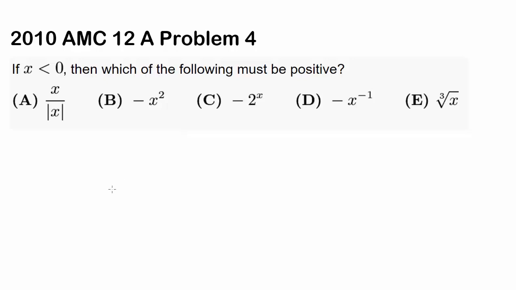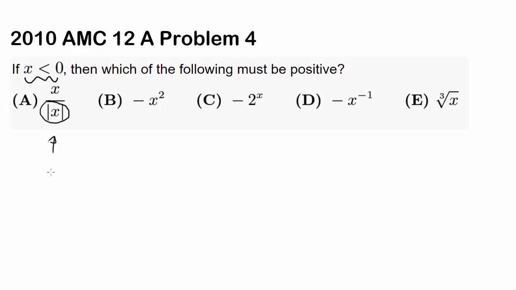This is 2010 AMC 12A problem 4. We have x is less than 0, and we wish to find which of the following has to be positive. Well, for this one, absolute value of x always returns a positive value or 0, but in this case our x is negative, it's not 0.